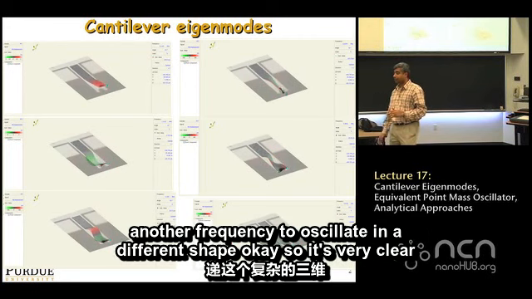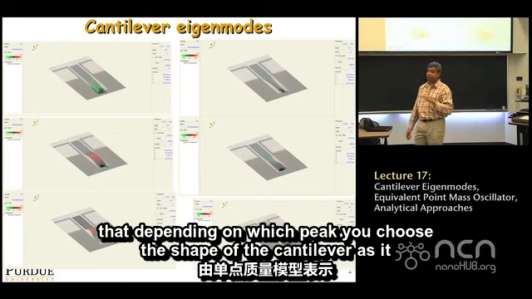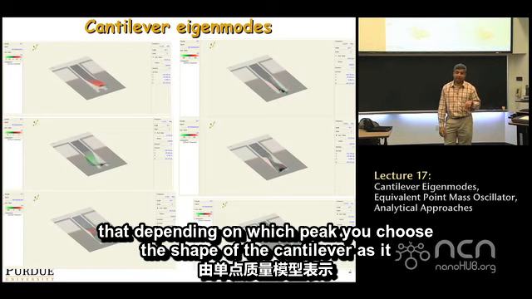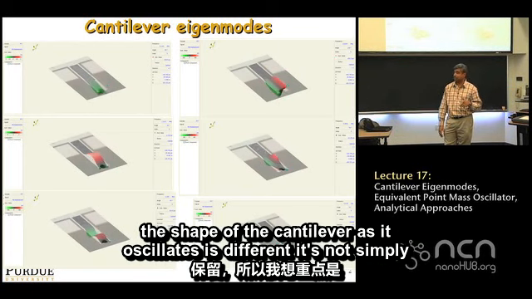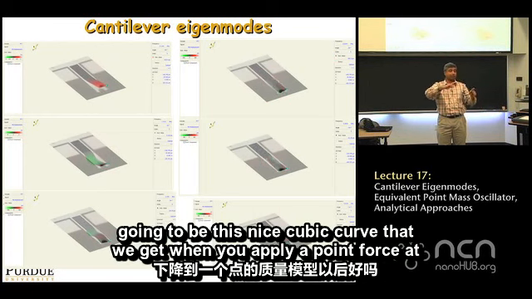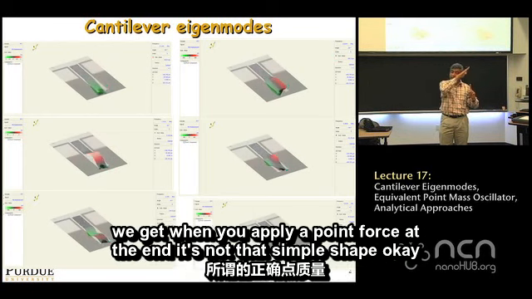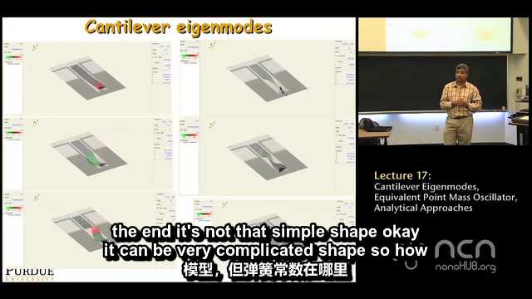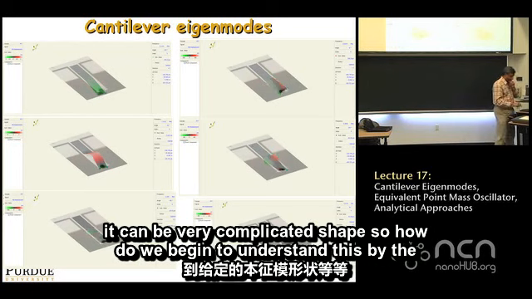So it's very clear that depending on which peak you choose, the shape of the cantilever as it oscillates is different. It's not simply going to be this nice cubic curve that we get when you apply a point force at the end. It's not that simple shape, okay? It can be a very complicated shape. So, how do we begin to understand this?